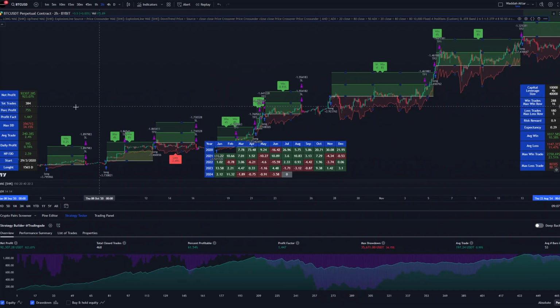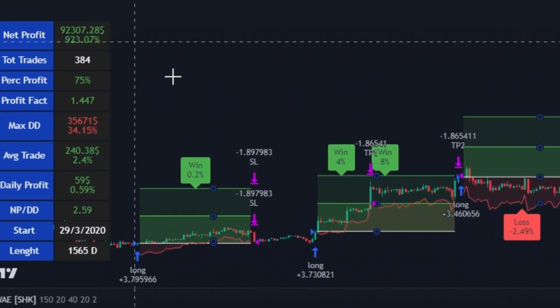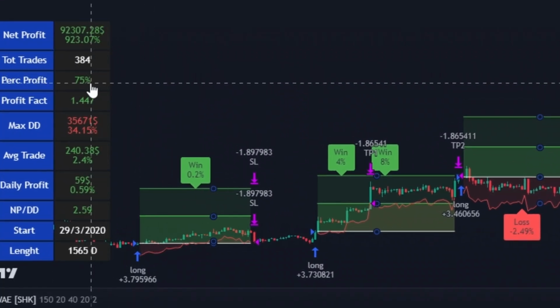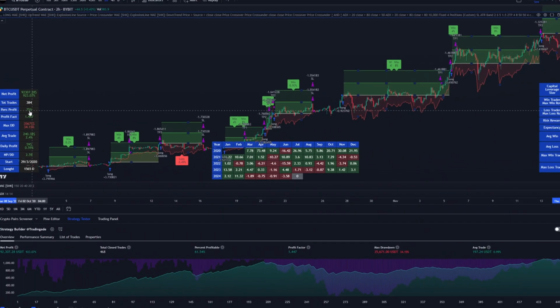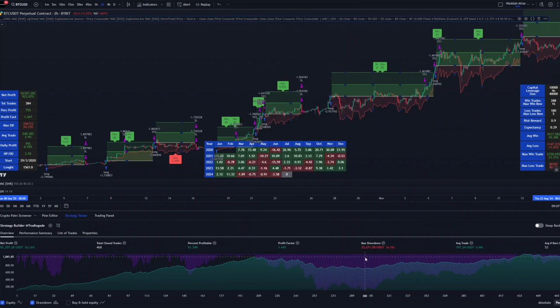What I like about this backtest, of course, is the high net profit, but even the high win rate, which is 75%, absolutely good. By doing different backtests, I realized that the only parameter that we should work around is the max drawdown, which is a little high. In fact, the net profit/drawdown is only 2.59, which is not so high.